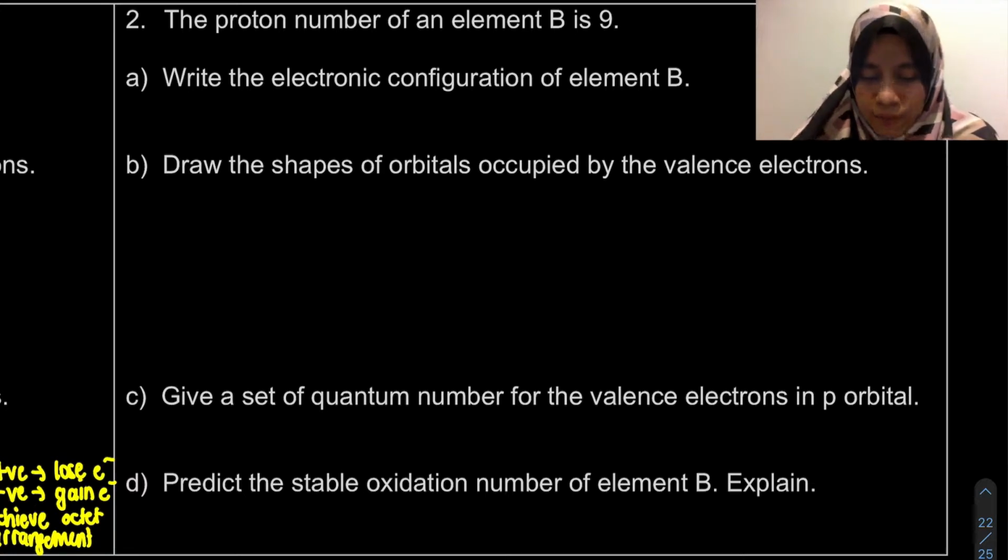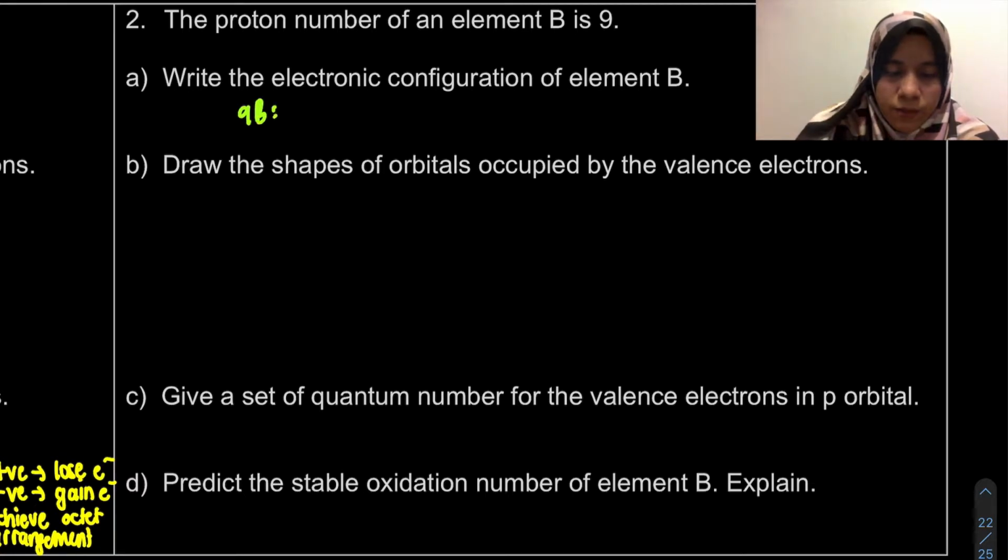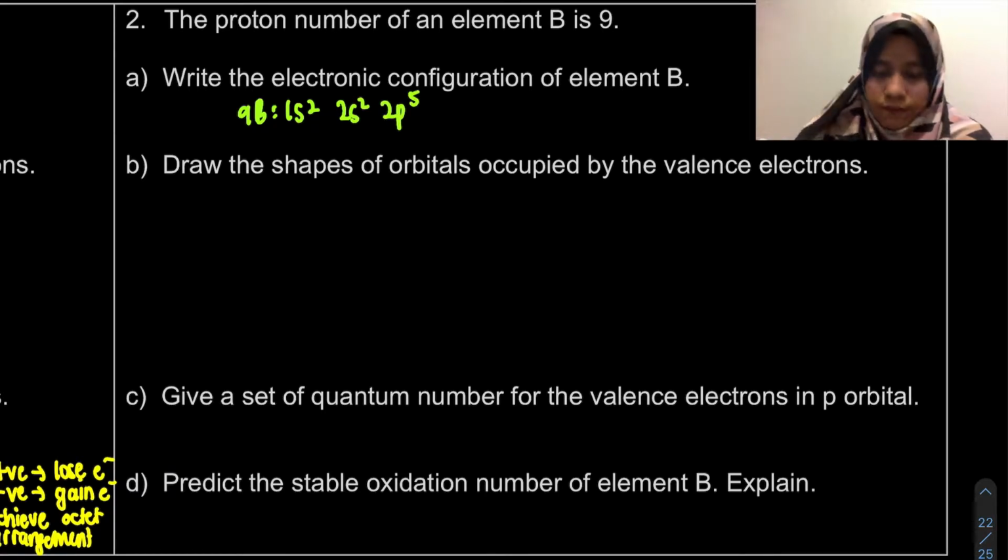Okay, so for question number 2, yang question number 2 ni, Miss tolong sikit je. So element B, so element B is 9, so 9B, so kita tahu 1s2, 2s2, 2p5, betul tak? Okay, so 2 plus 7 is 9. So this is actually the electronic configuration.